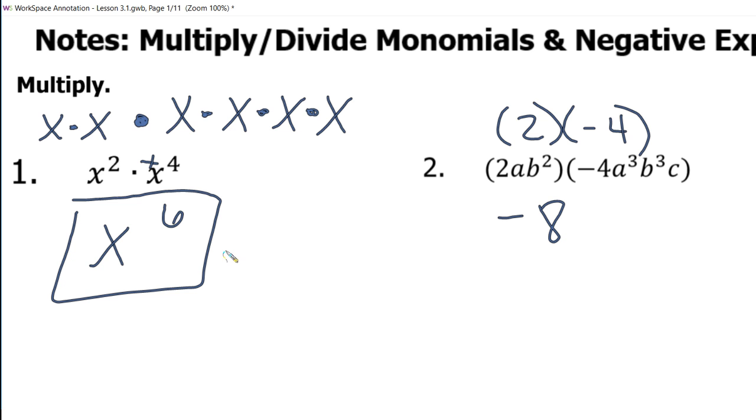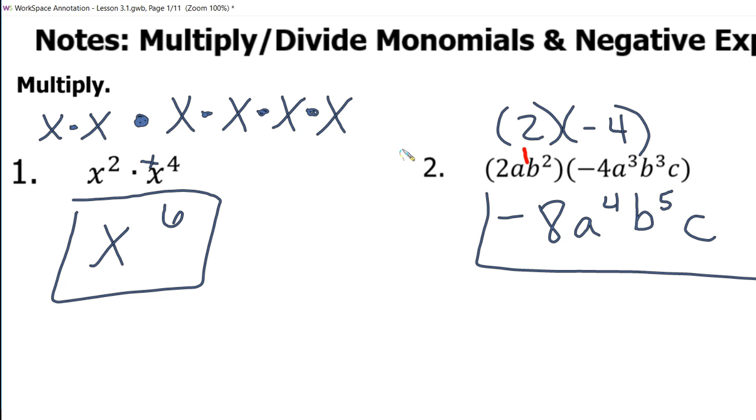Now this first A, its exponent is missing. So anytime the exponent is missing, it's understood to be a 1. So if the exponent's not there, it's a 1. So when you're multiplying, add these exponents. So 1 plus 3 is 4. Next would be for the B's. So 2 plus 3 is 5. C is one of a kind. So if it is the only one, just drop it down. So the answer is negative 8, A to the 4th, B to the 5th, C to the 1st.